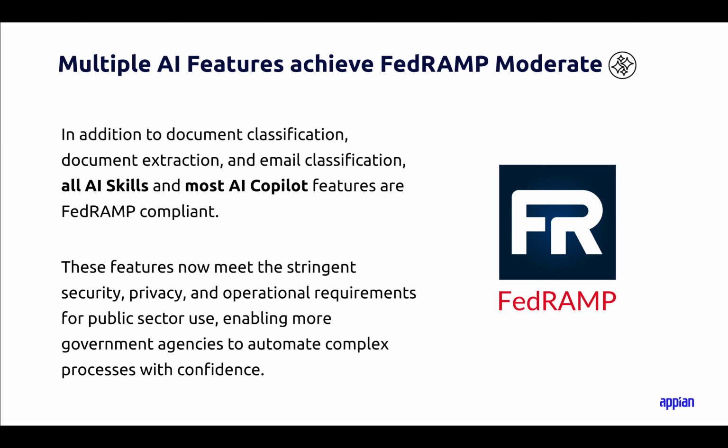Additionally, we've expanded our FedRAMP controls across most of Appian's AI capabilities. Now, in addition to document classification, document extraction, and email classification, all AI skills and most AI Copilot features are FedRAMP compliant. These features meet the stringent security, privacy, and operational requirements for public sector use, enabling more government agencies to automate complex processes with confidence.